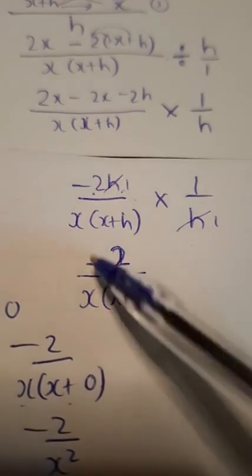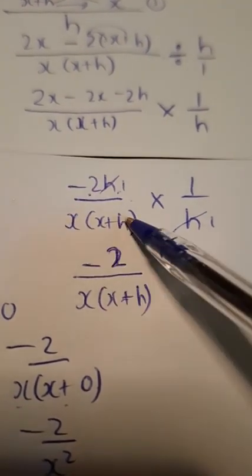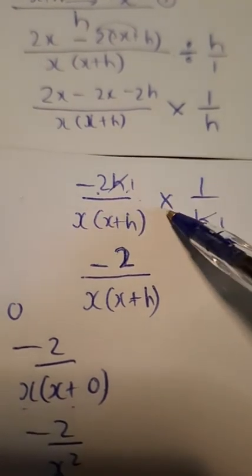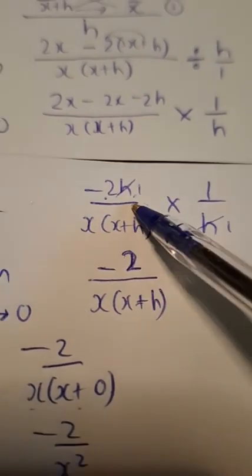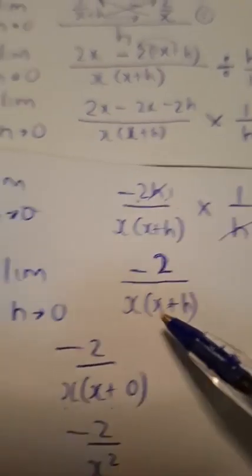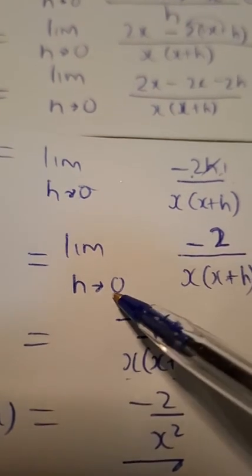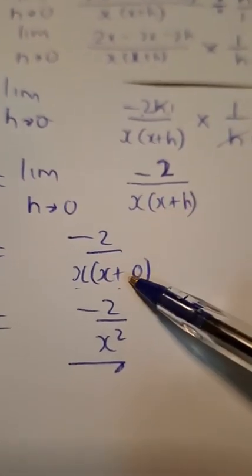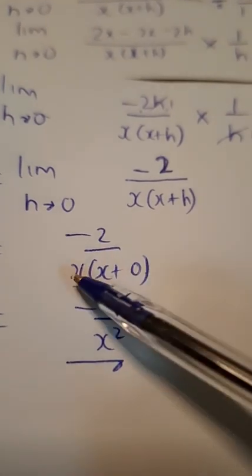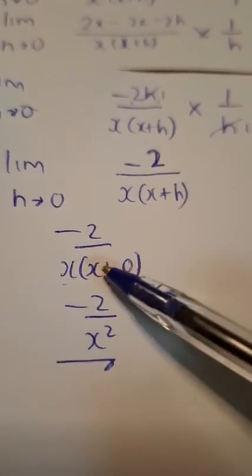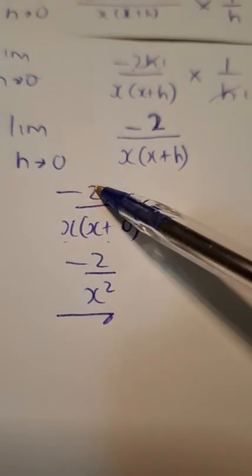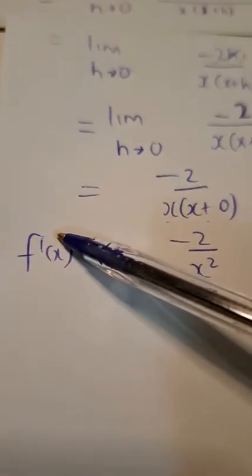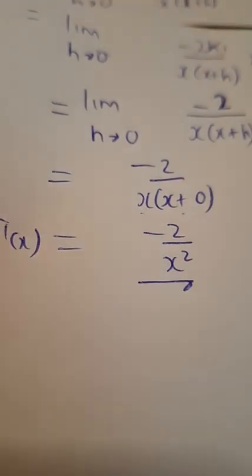We are left with negative 2 in the numerator. We are left with x into x plus h in the denominator. 1 divided by 1 gives us 1, but we know that whatever we multiply with 1 is whatever we have. So that's negative 2 over x into x plus h. Remember, the limit as h approaches 0 was always there all along. Now we can actually apply it, and in the denominator, when we do that, we get x plus 0, which is x. x times x gives you x squared, and then in the numerator we have negative 2. So that means f prime x is equal to negative 2 over x squared.